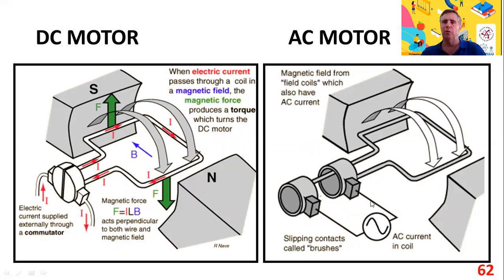An AC motor, because the current is already changing, has got brushes and slip rings. So if the current changes 50 times per second, the motor would turn at 50 times a second, or 3,000 revs per minute.